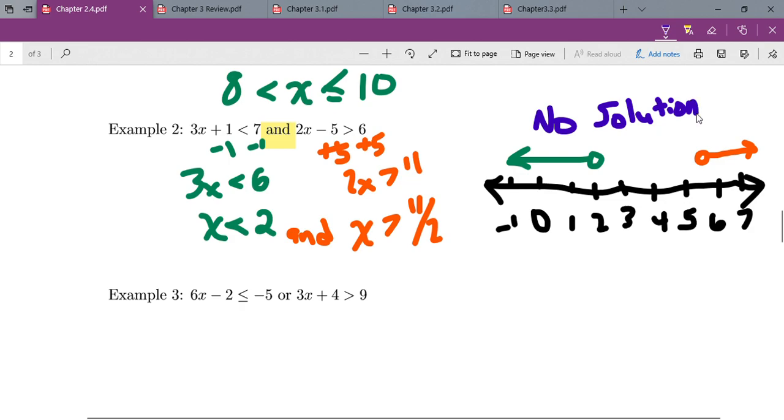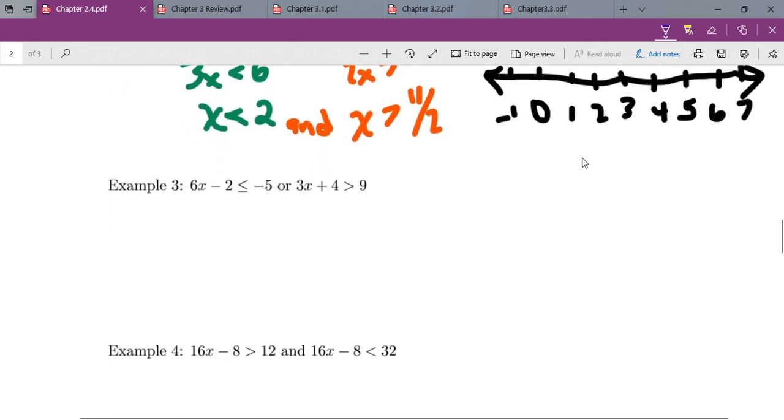So it might pay off to make yourself a little sketch of a number line, and with and they have to happen at the same time. Okay, so there has to be some kind of intersection between the two. Here there's not. Let's look at example 3.